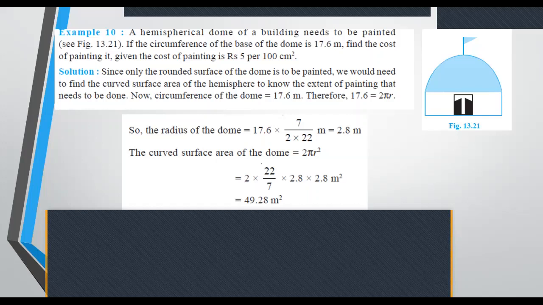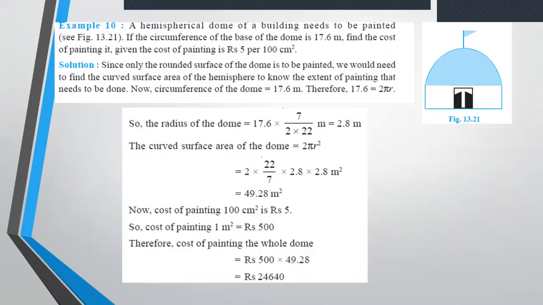Remember, cost is given as ₹5 per 100 centimeters square, okay? So it's better you convert meter square to centimeter square. The total cost of painting would be 24,640. Perfect.